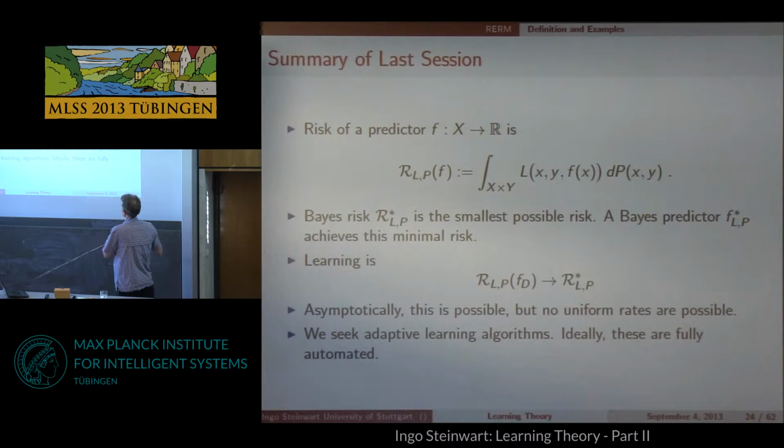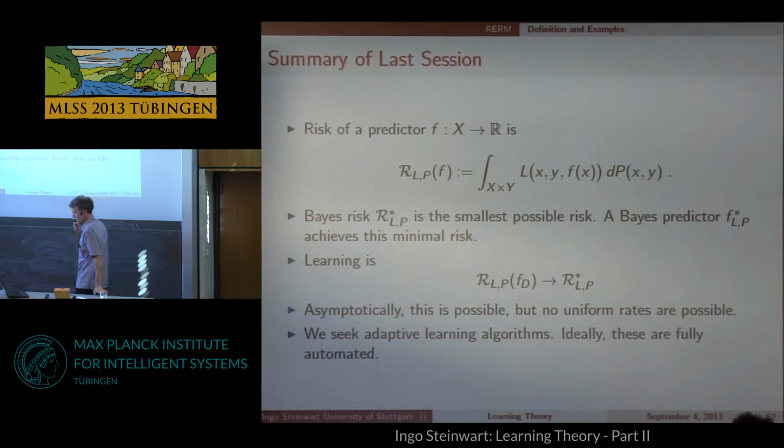Based on this negative result, we then looked for optimal rates with respect to certain sets of distributions. And we eventually looked at so-called adaptive learning algorithms, which were able to achieve the corresponding optimal rates for a wide range of different sets of distributions. And maybe I haven't really stressed the last point so well. Ideally, these algorithms are fully automated. So we don't really want these algorithms to have some extra knobs we can fool around with. They simply should just do what they're supposed to do without any additional input of us. Okay, so this was the part about the questions of statistical learning theory.